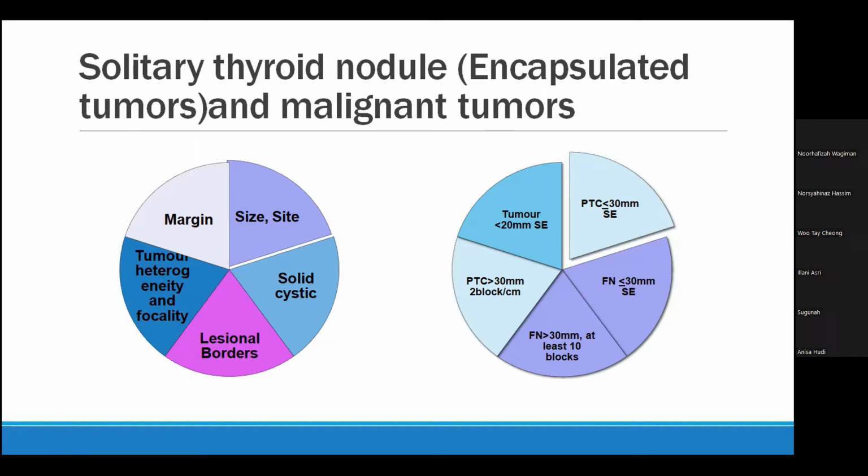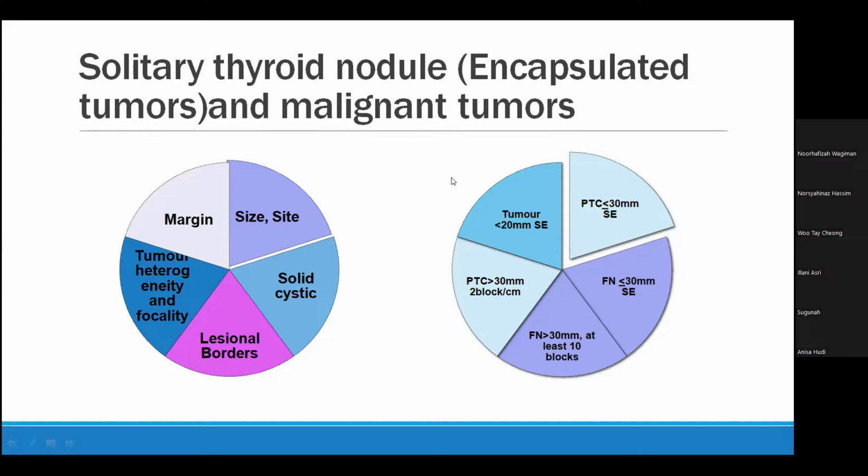Sometimes the gross itself can give you a clue that there is capsular invasion. Tumor heterogeneity. That means the tumor, is it the same color or different color? Different color, take more samples. Okay, that means if it is whitish in some areas and brownish in others, you make sure you sample both. It can represent different types of differentiation. And the margin.